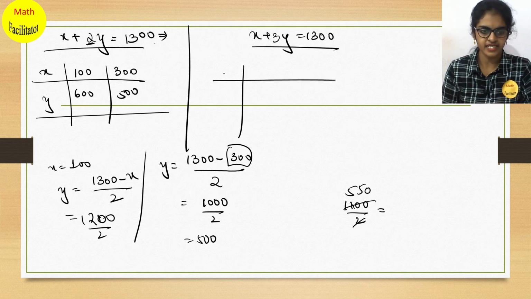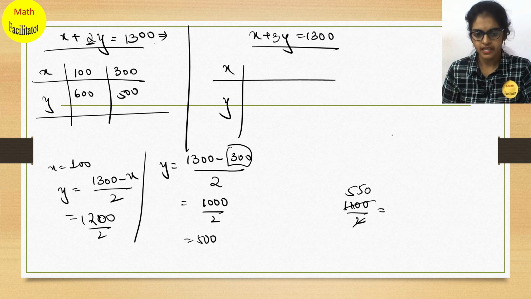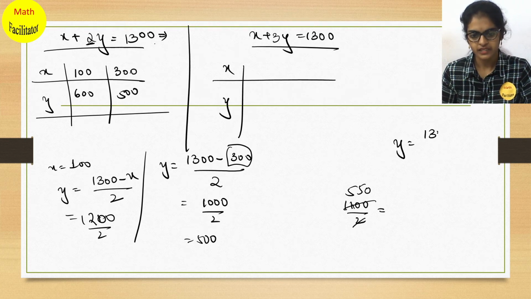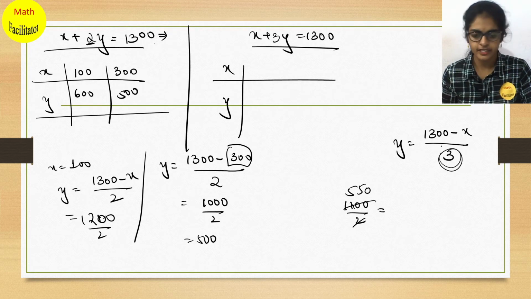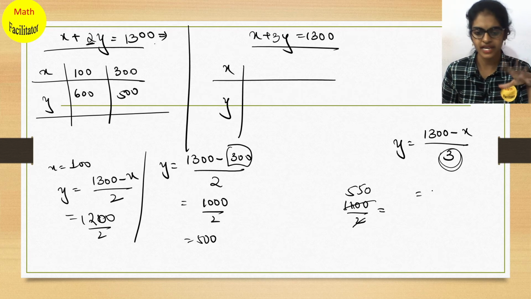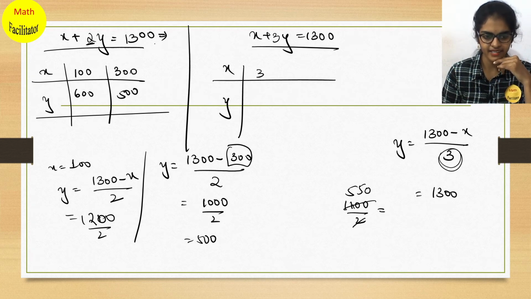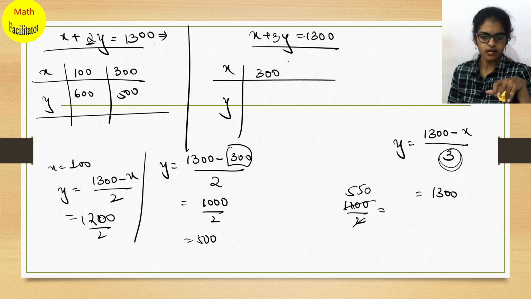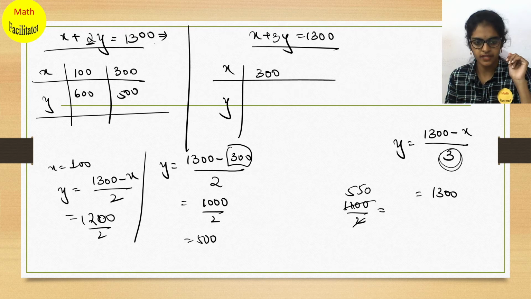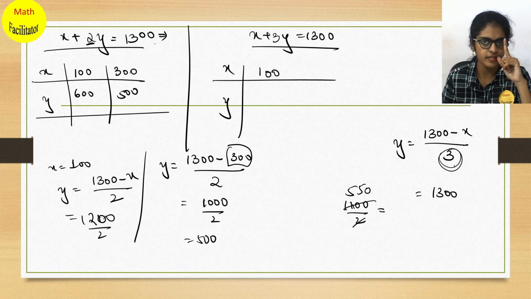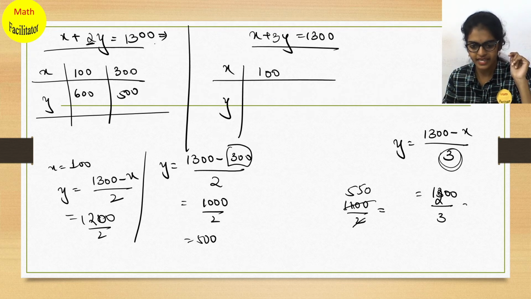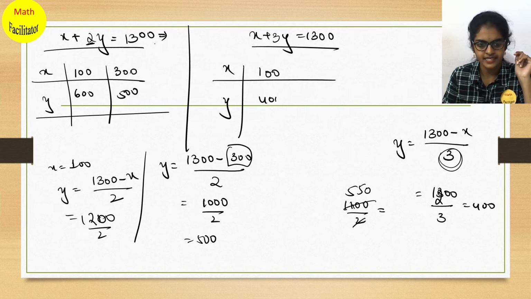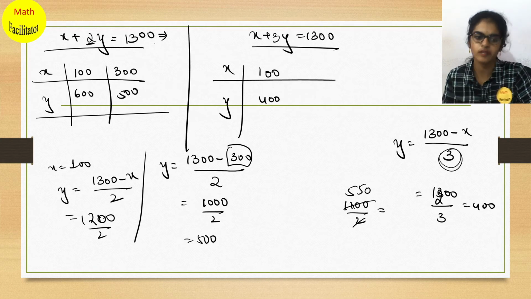So now the next one, x and y again. Here you can see y is equal to (1300 minus x) divided by 3. Here the numerator should be divisible by 3. If I take x as 300, it will be 1000 by 3, not divisible. So let's take x as 100. 1300 minus 100 is 1200, divided by 3, I'll get 400 here. Again a multiple of 100, it will be easy for me to plot.